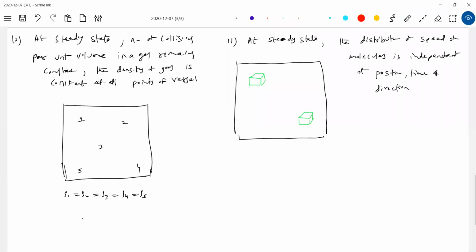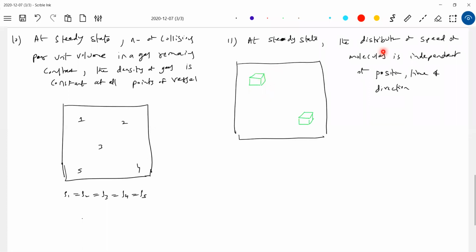and direction. Means if 5 molecules are entering here, 5 molecules should leave. With what speed will 5 molecules enter this volume? 5 different molecules will enter with 5 different velocities. At that instant, another 5 molecules with different speeds must leave with the same velocities. Means here you can select V1, V2, V3, V4, V5, and here also V1, V2, V3, V4, V5.